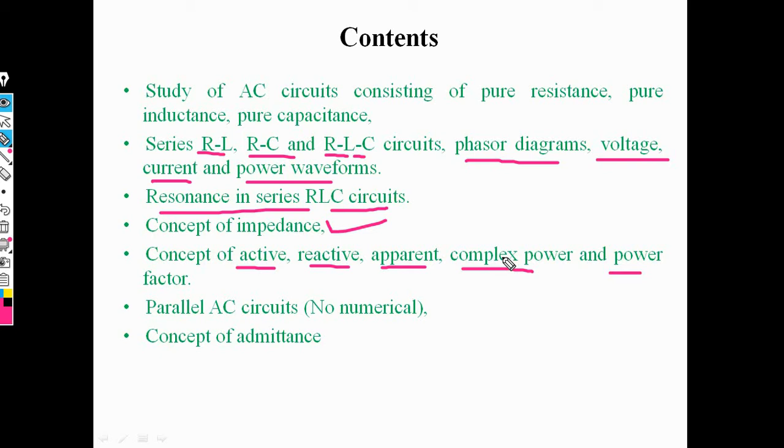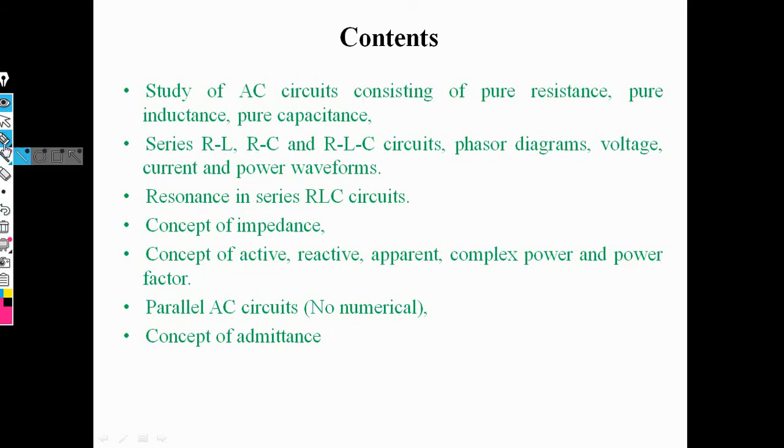Then also we have parallel AC circuit. Only the concept we have to require. There is no problem or numerical necessary in unit number 3. We only need the concept of parallel AC circuit. And the last point is concept of admittance. This is the syllabus of unit number 3.